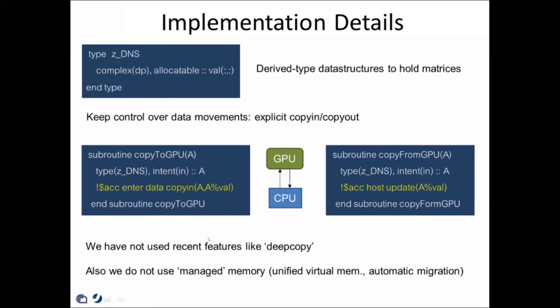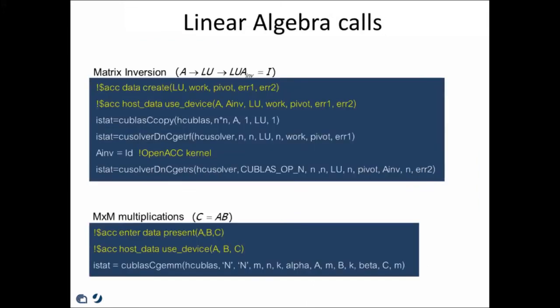So at the moment, we didn't use more recent features like deep copy or managed memory, virtual memory things, because we thought that for good performance, we need to have a look and move the data when needed and only the data really needed. With the same strategy, we also wrapped the linear algebra calls. The main ones are matrix inversion and multiplication.